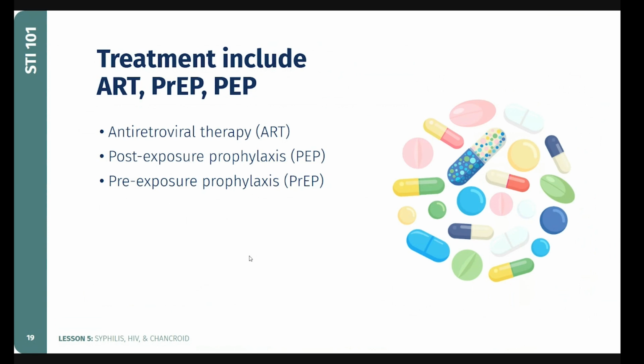Antiretroviral therapy, or ART, is a combination of HIV medication used for the treatment of HIV. ART can't cure HIV, but it can help people live longer, healthier lives. PEP, post-exposure prophylaxis, is an ART regimen that may prevent HIV infection when used within 72 hours of an HIV exposure. PrEP, pre-exposure prophylaxis, is an ART regimen for people vulnerable to acquiring HIV.